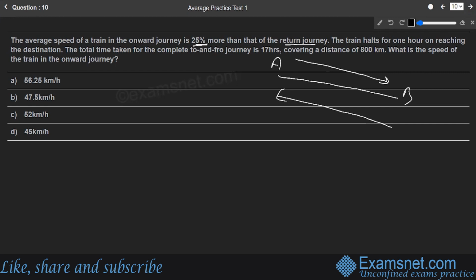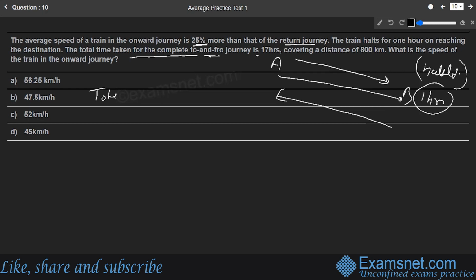The train halts for 1 hour on reaching the destination. So if the destination is B, there is a halt of 1 hour. It stays there only. So this 1 hour is obviously not included in the journey time, because that is the halt time. The total time taken for the complete to and fro journey is 17 hours, in which the 1 hour is the halt time.